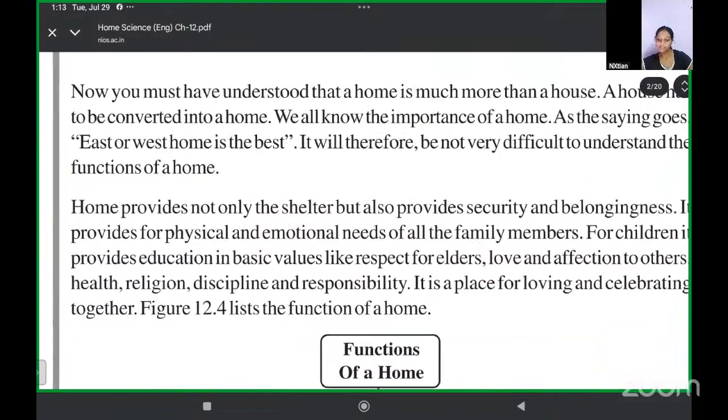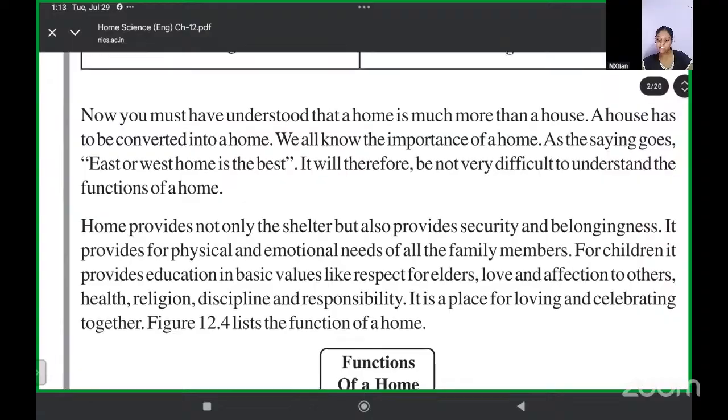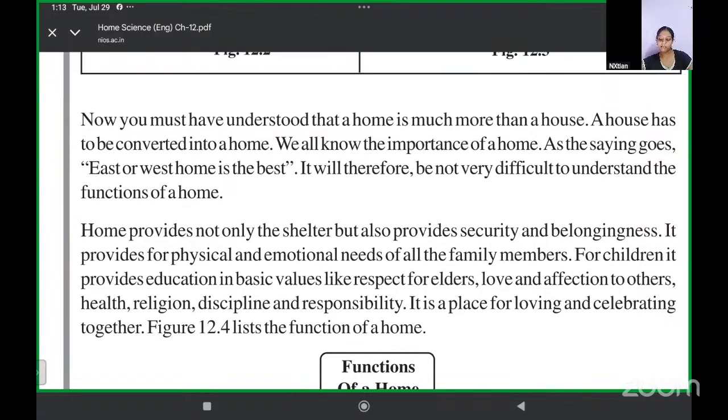Now, you must have understood that a home is much more than a house. A house has to be converted into a home. And we all know the importance of a home. As the saying goes, east or west, home is the best. It will therefore not be very difficult to understand the functions of a home.